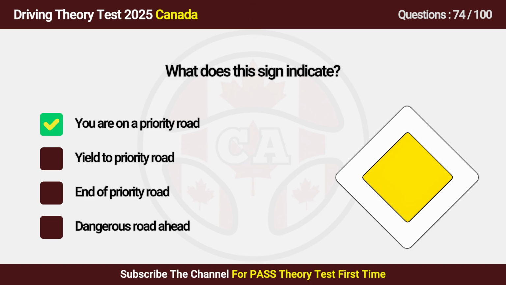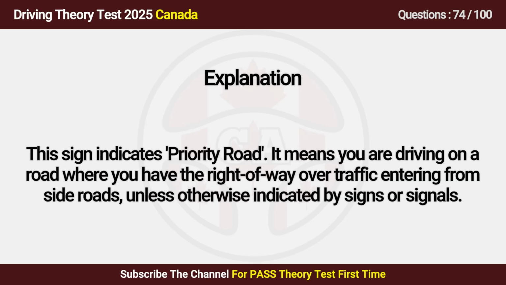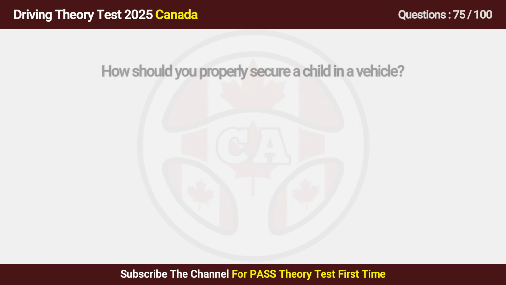Answer is A. You are on a priority road. This sign indicates priority road. It means you are driving on a road where you have the right of way over traffic entering from side roads, unless otherwise indicated by signs or signals.